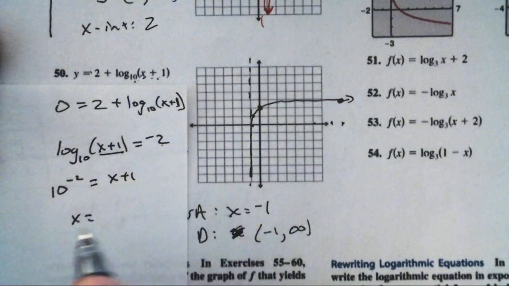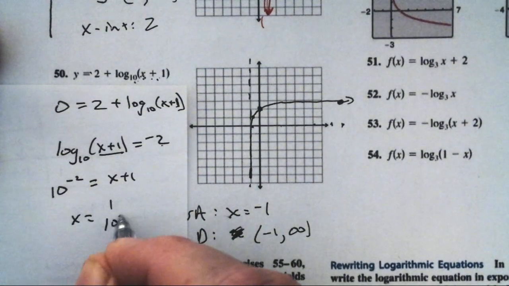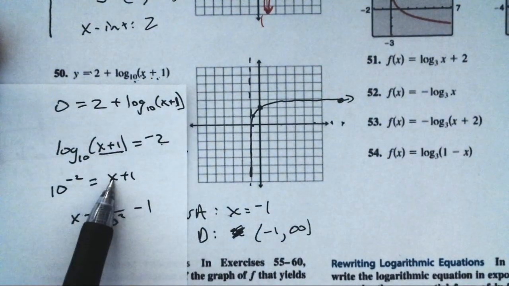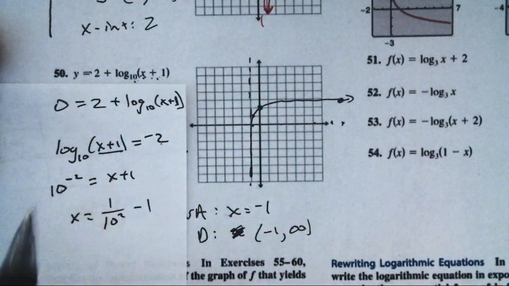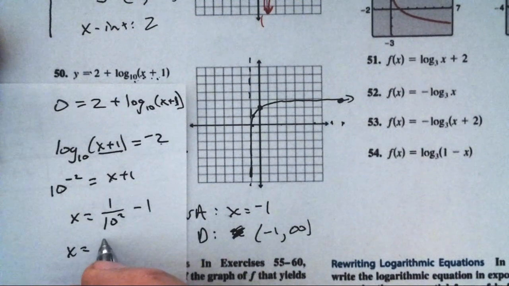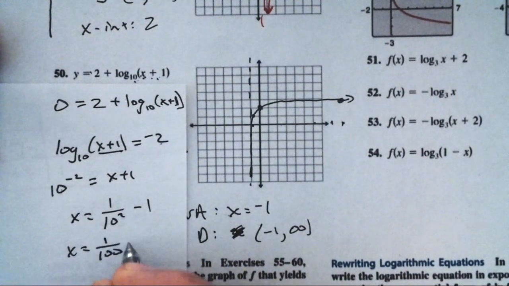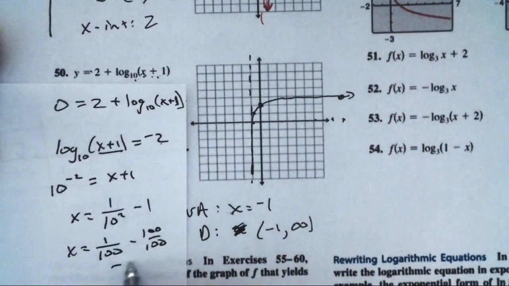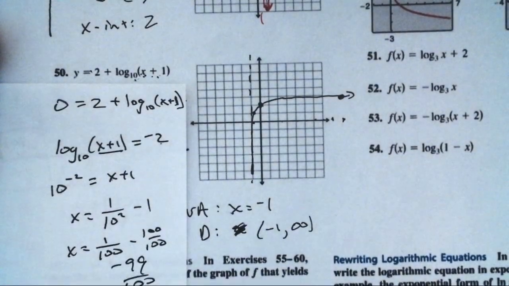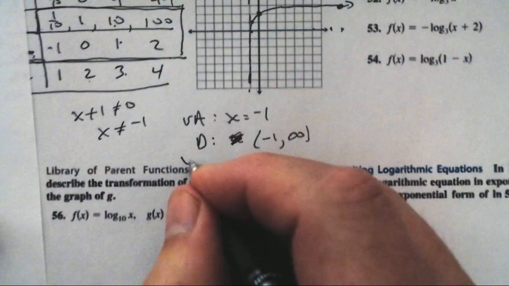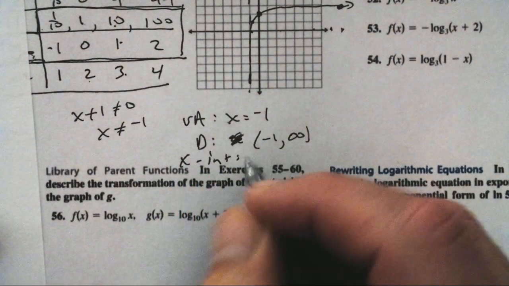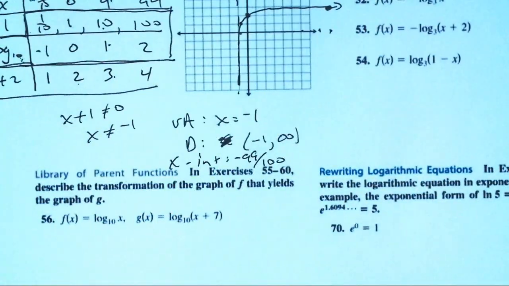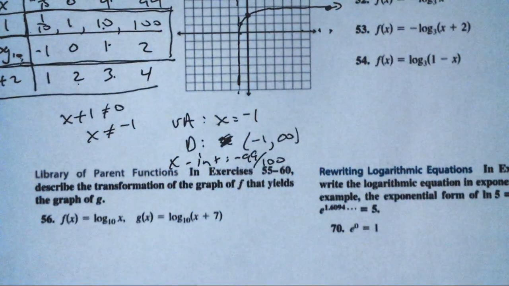So this is x plus 1 equals 1 on 10 squared, so x equals 1 on 10 squared minus 1, or x equals 1 on 100 minus 1, or minus 100 100ths. It equals -99 on 100. Wow, that's tough. X-intercept, -99 on 100. Okay, believe me, we're going to get some practice graphing these things.